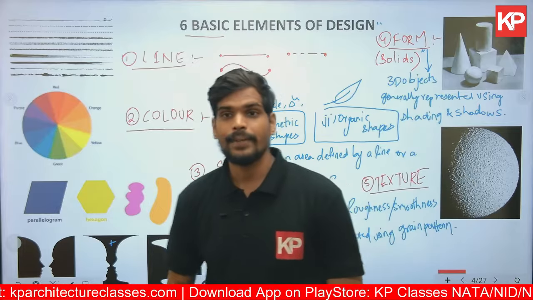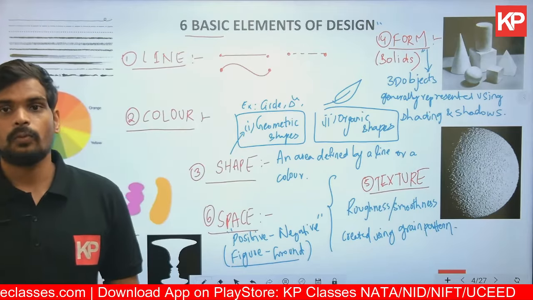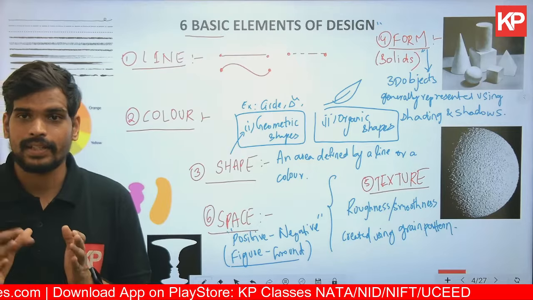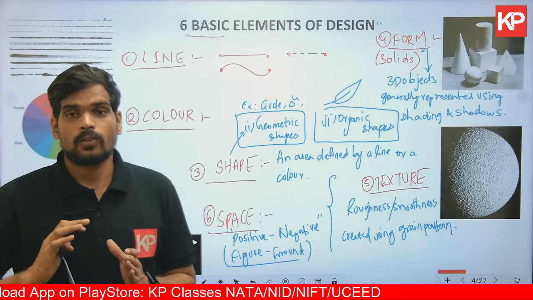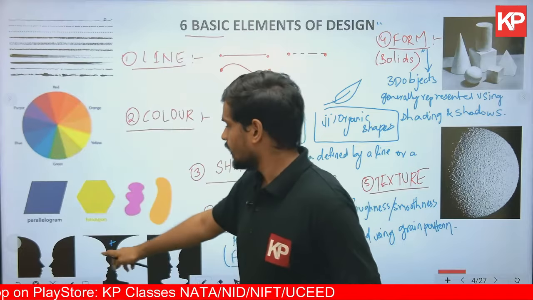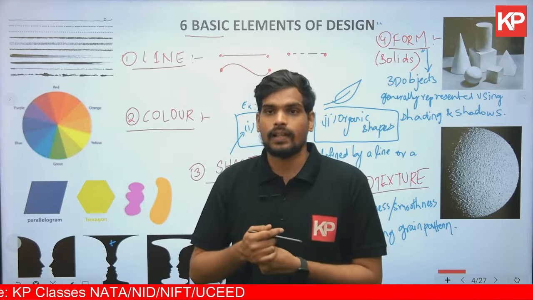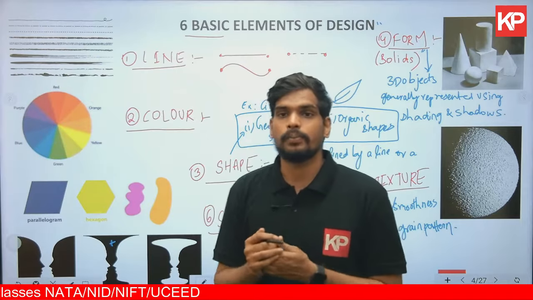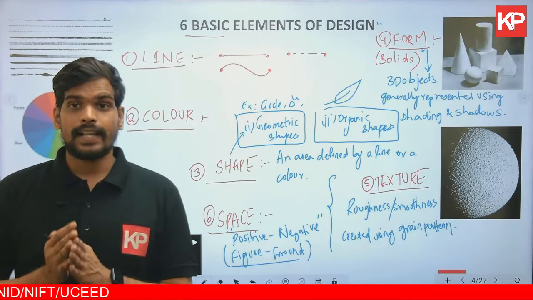Once in the NATA examination there was an option in a multiple select question, figure and ground. You need to know what is figure and ground. Figure is the object, ground is the background. So positive and negative space is also called figure and ground. You can see over here this black glass, that is the figure, the white portion is the ground. So it is the positive and negative space, the figure and ground relation. So these are the 6 basic elements of design.